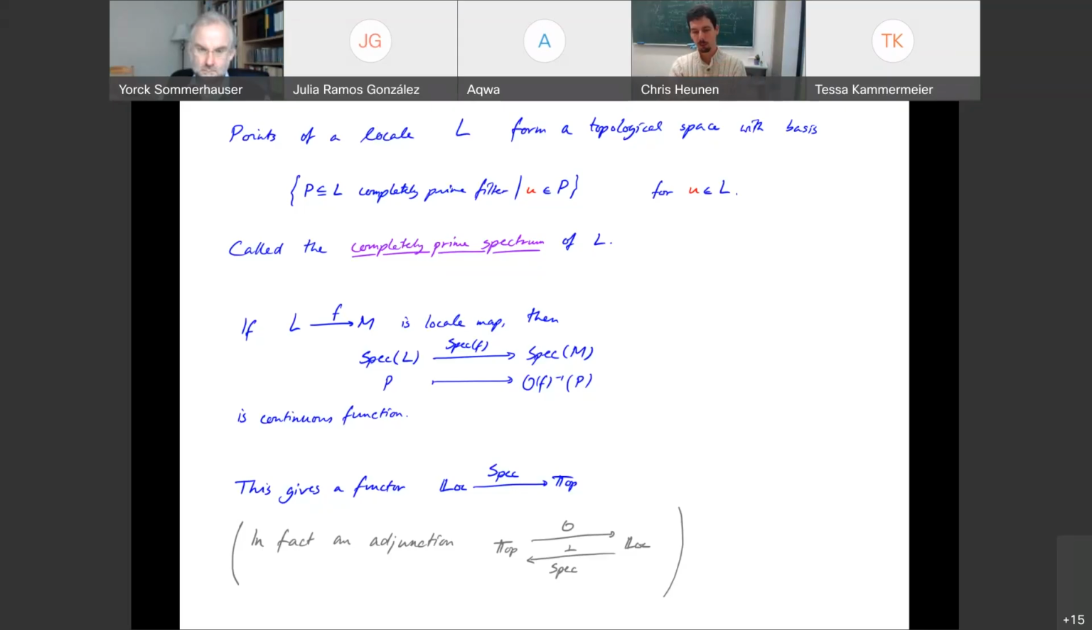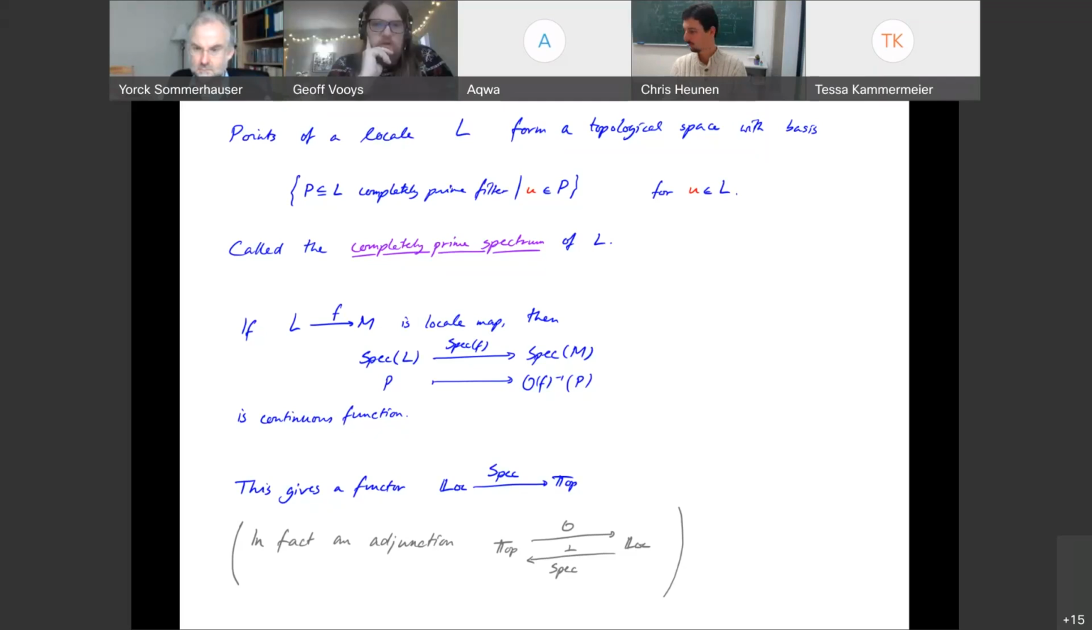Now, if you give me a completely prime filter in L, I can make a completely prime filter in M out of that by applying that frame map to it. That turns out to be a continuous function. In fact, that's precisely why I chose this topology on the set of points. So this gives a functor back from locales to topological spaces. And in fact, if you've seen adjunctions, that's the adjoint of the taking opens functor. So there's this connection between topological spaces with points and locales without points, at least where there are no points in the definition.